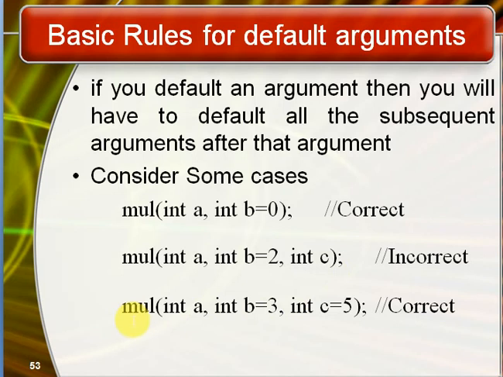For example, the last case, mul with int a, int b: we are using a default value for b, and all following variables must be initialized with default values. That's why it's incorrect, and this case is incorrect. The last one is the correct one, and this one is incorrect.